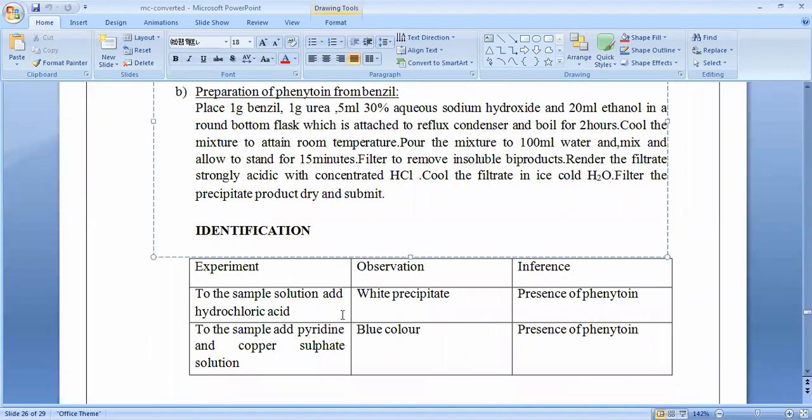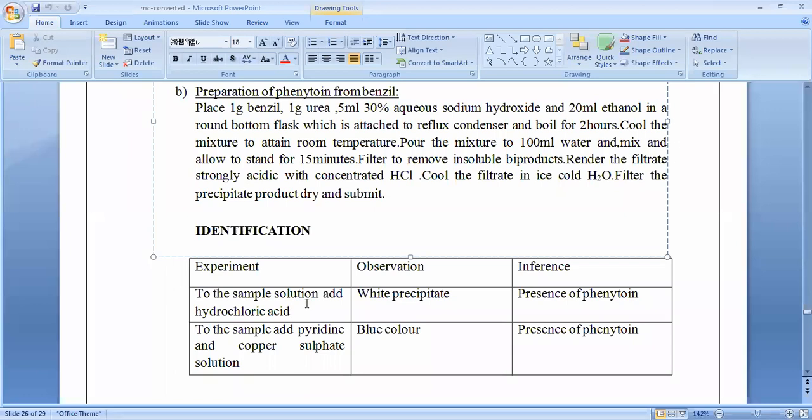Now, how are we going to get confirmation that the benzoin is converted into phenytoin or not? For that, we are going to do some chemical identification tests for the phenytoin drug molecule. We take the sample solution, which is the crude phenytoin we have synthesized, and to this phenytoin solution we add hydrochloric acid.